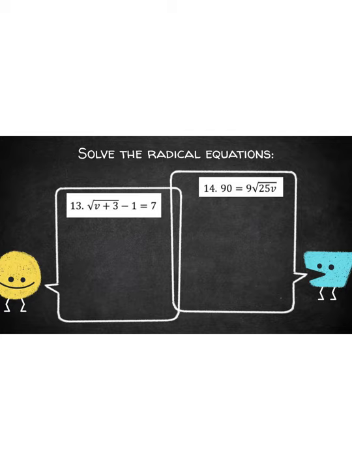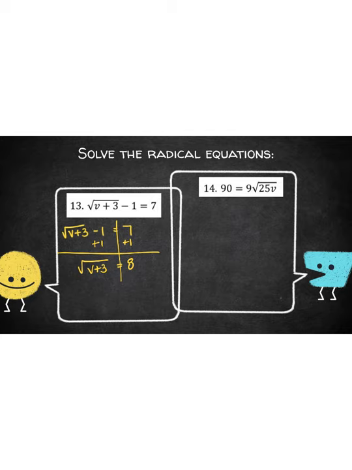Okay, the square root of v plus 3 minus 1 equals 7. And that v plus 3 is under the radical. So I'm going to rewrite that. Square root of v plus 3 minus 1 equals 7. Okay, to get rid of minus 1, I'm going to go ahead and add 1. So I'm going to say plus 1, plus 1. So now I have square root of v plus 3 equals 8.